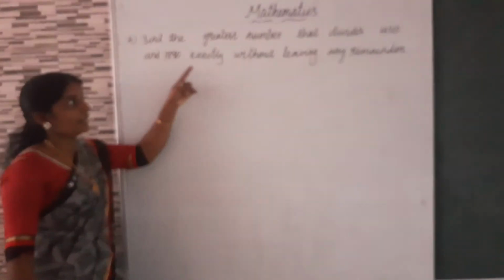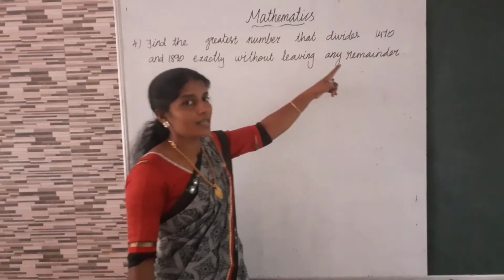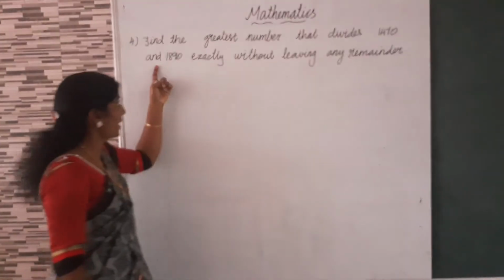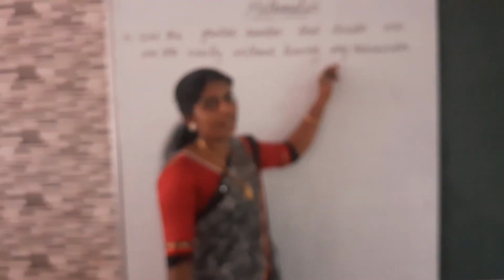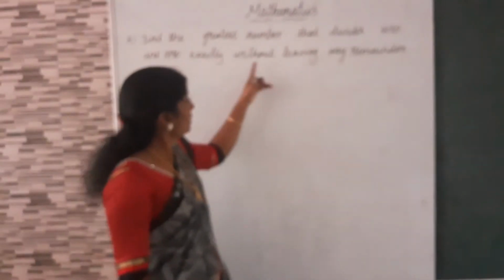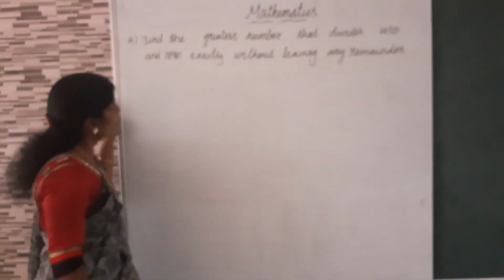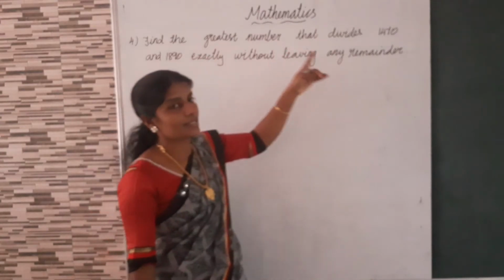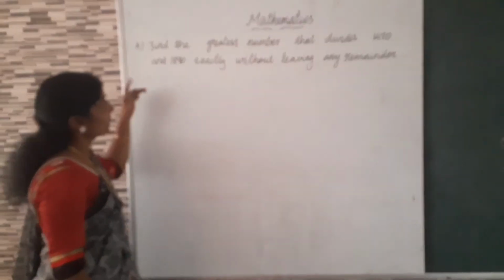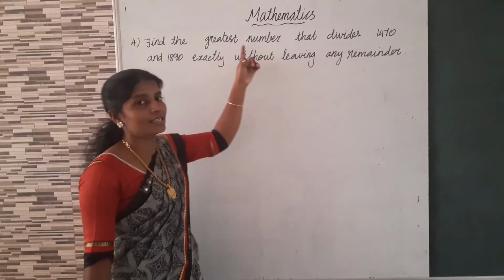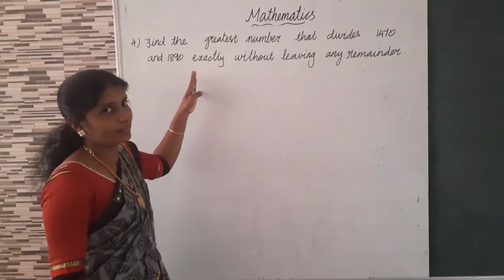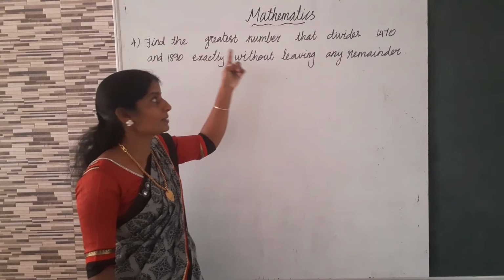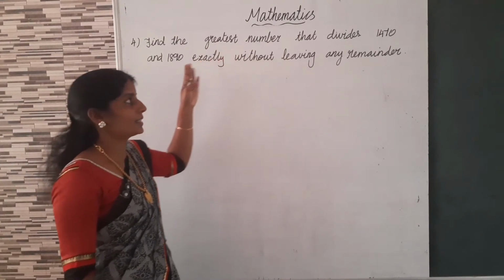Clear? Write the greatest number that divides 1470 and 1890 exactly without leaving any remainder. Now we don't need to leave any remainder from these numbers. Okay. Now the greatest number means HCF, the highest common divisor. We can find the HCF.